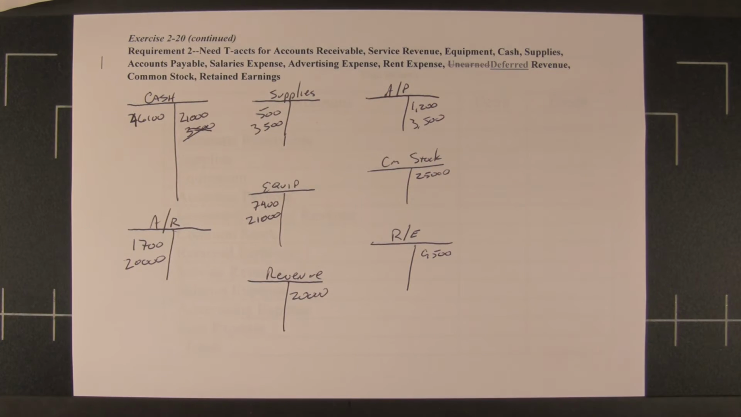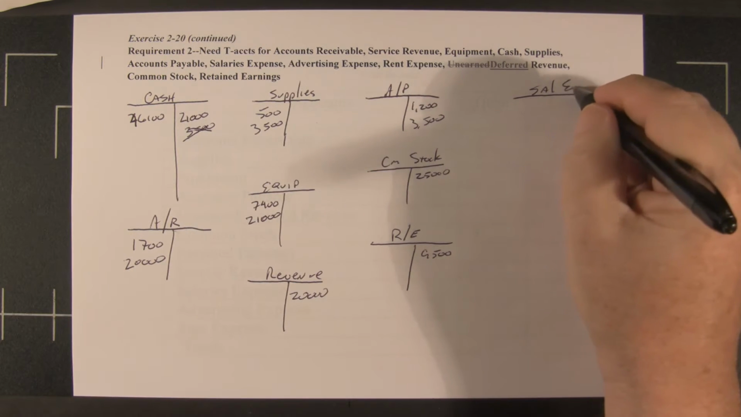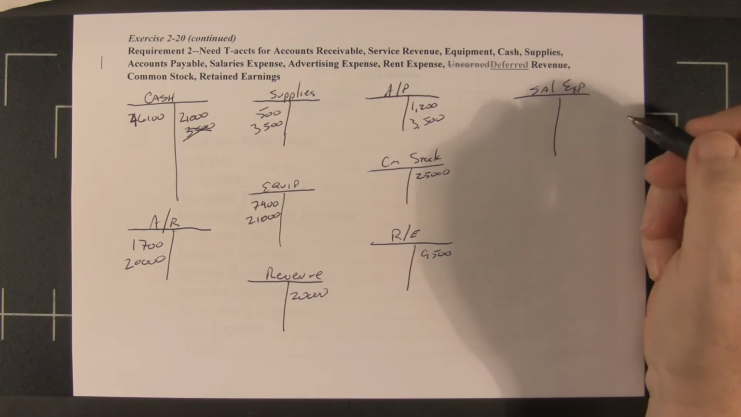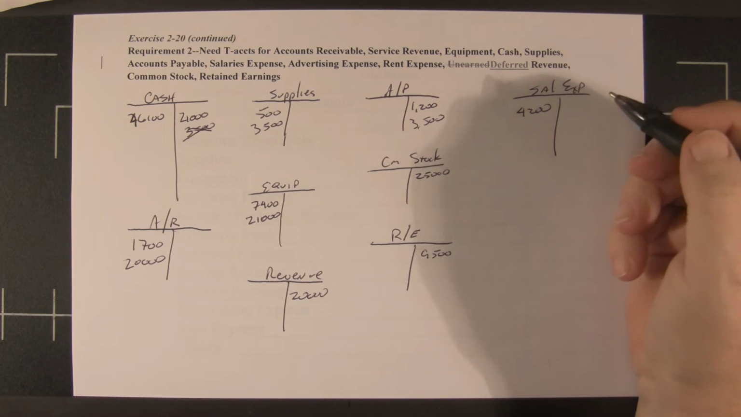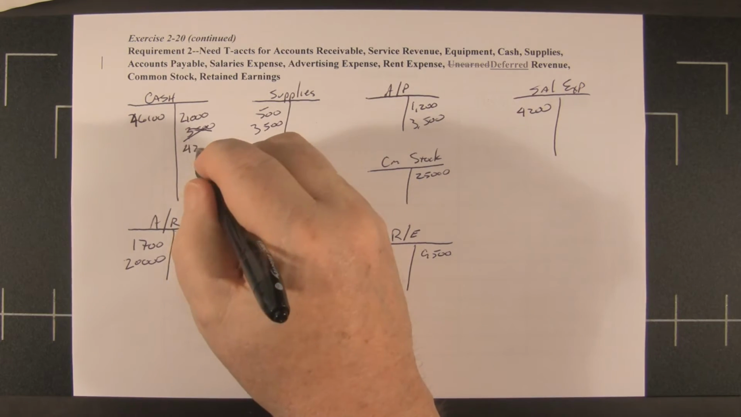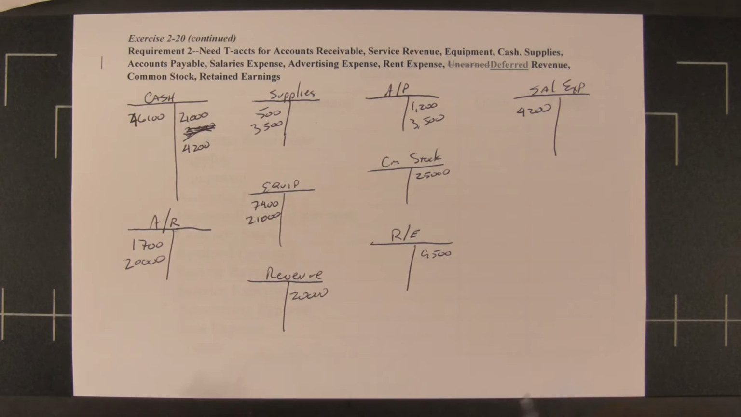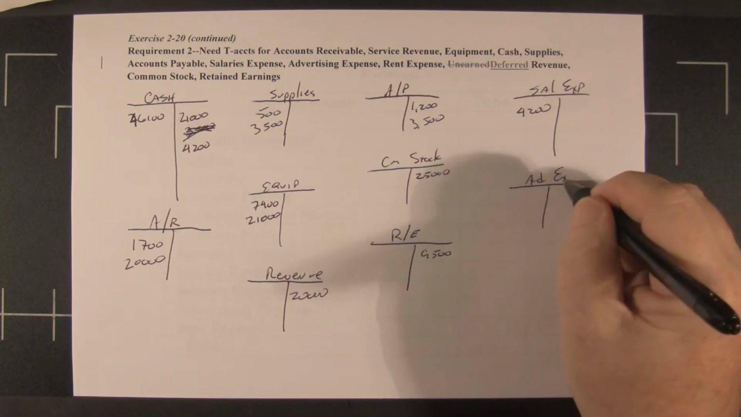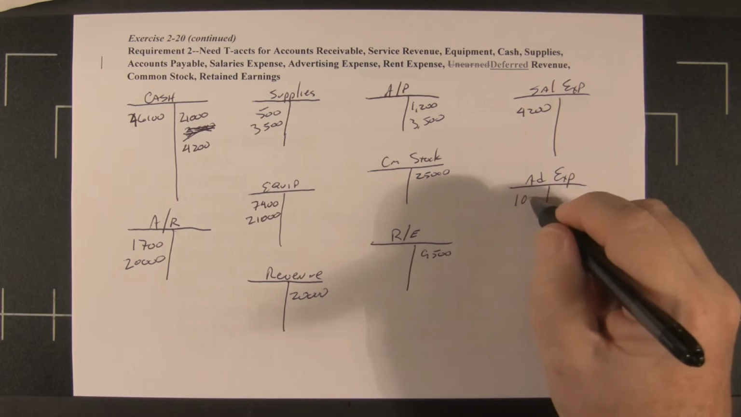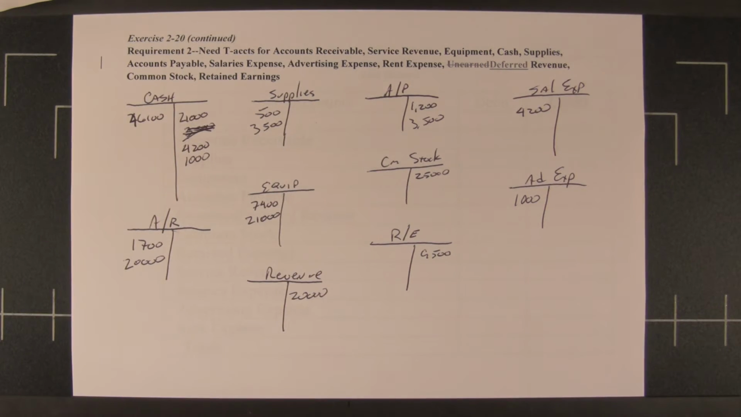Then on the 15th, we paid salaries. We don't have that T account, we need that. Salary expense, and that's a debit of $4,200 and a credit to cash of $4,200. And then on the 19th, we had that advertising expense of $1,000. Again, we need that. Ad expense, debit $1,000, credit cash $1,000.